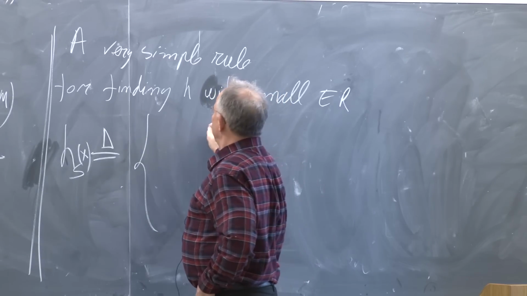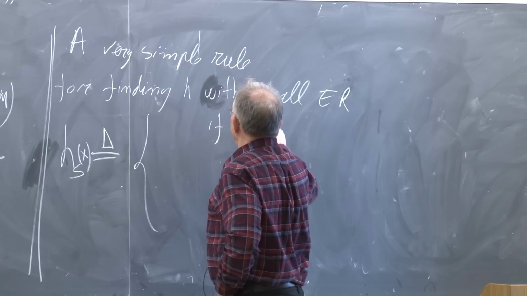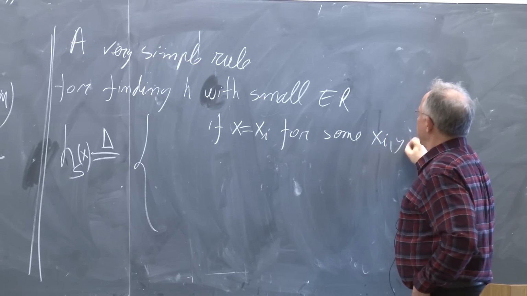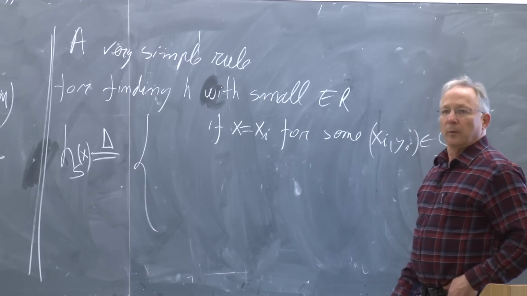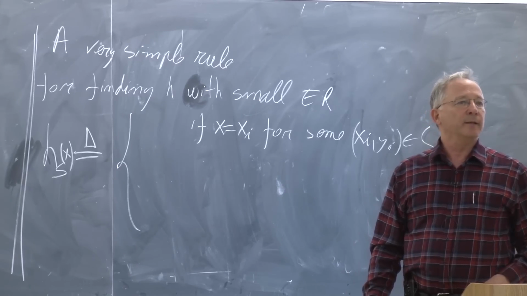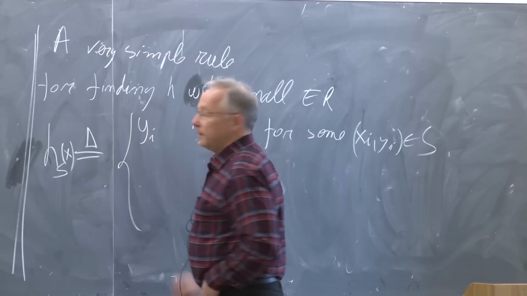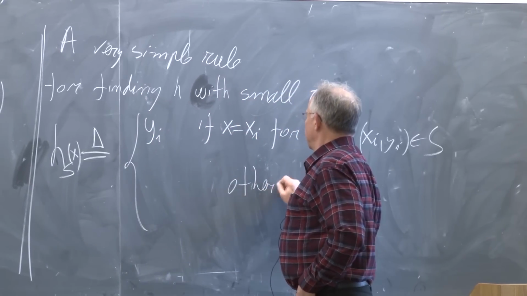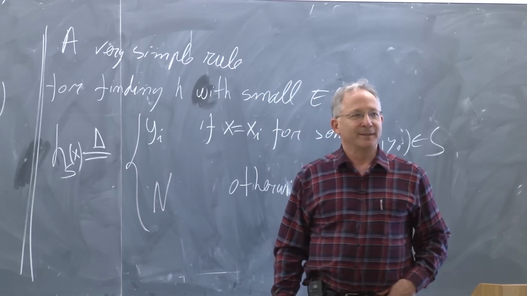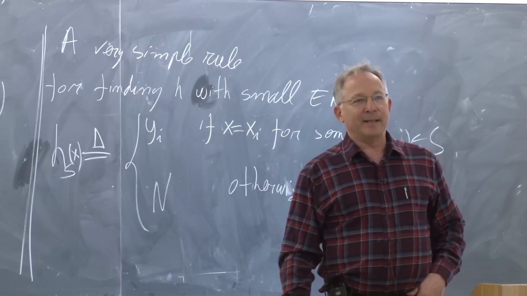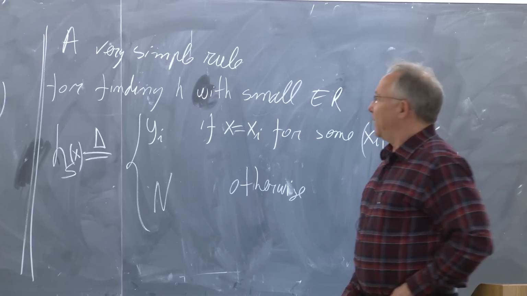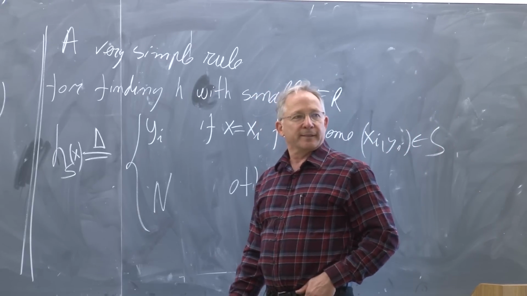If x equals xi for some (xi, yi) in my sample, what label will you predict? If you see a point that is already there in the sample, what label will you predict? Yi. Otherwise, predict, say, not tasty. So this is a very nice rule. What is the error of this guy on the sample? On the sample, it makes 0 error.